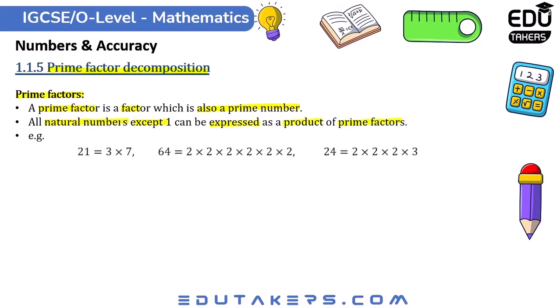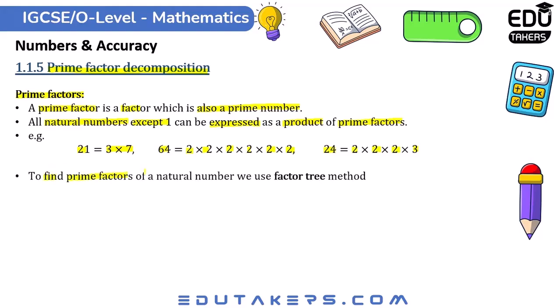For example, 21 equals 3 times 7, where 3 is a prime number and 7 is a prime number. 64 equals 2 times 2 times 2 times 2 times 2 times 2, and all these 2s are prime numbers. 24 is written as 2 times 2 times 2 times 3. So these 2 and 3 are also prime numbers.